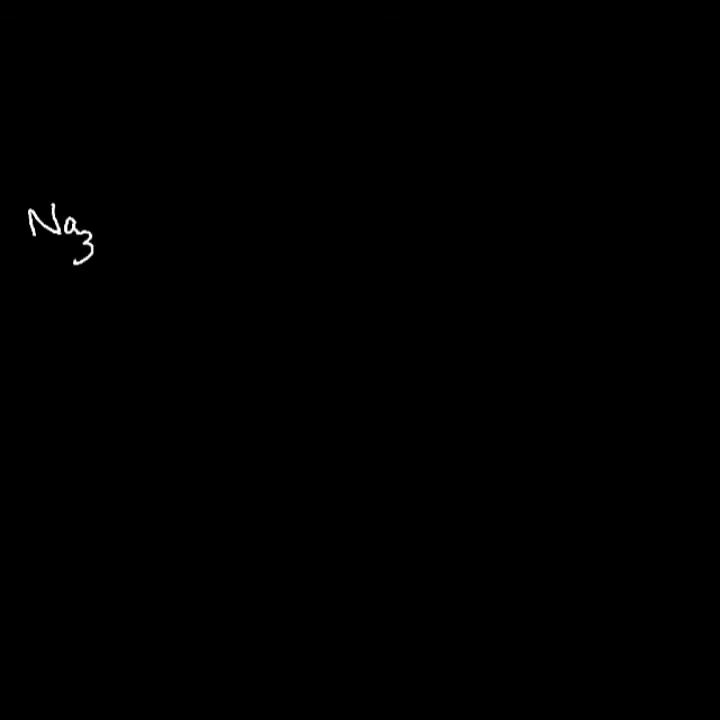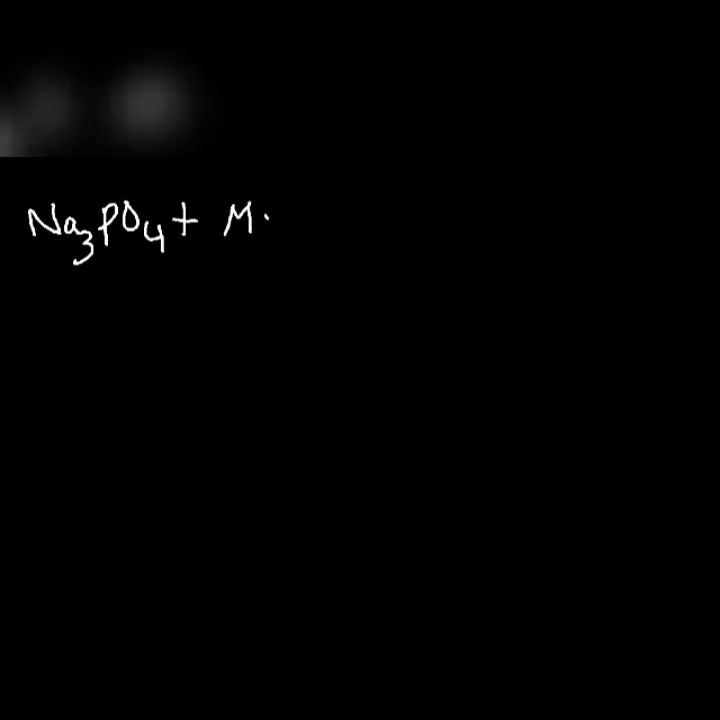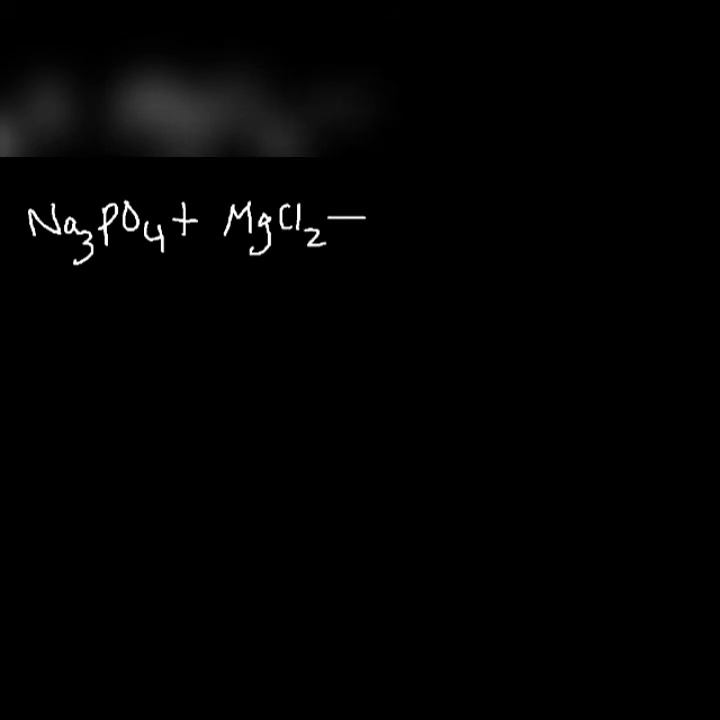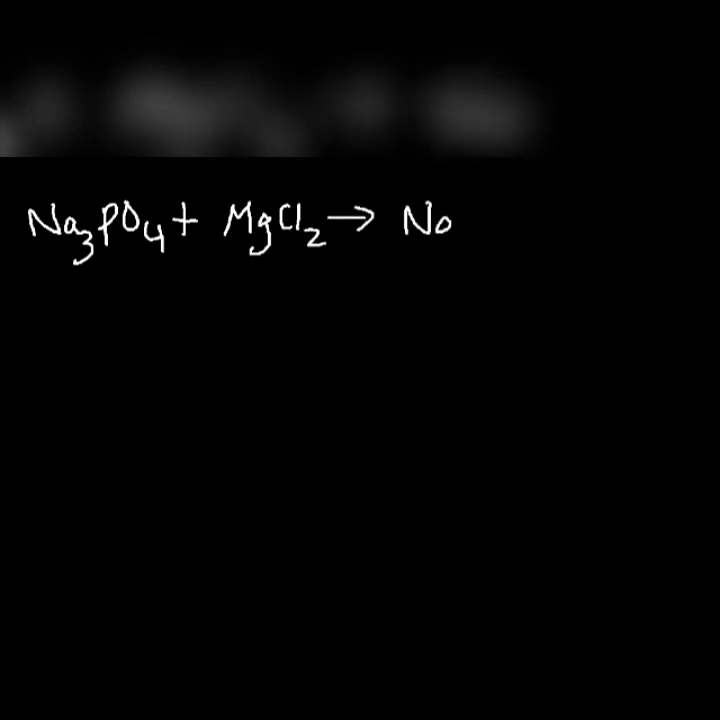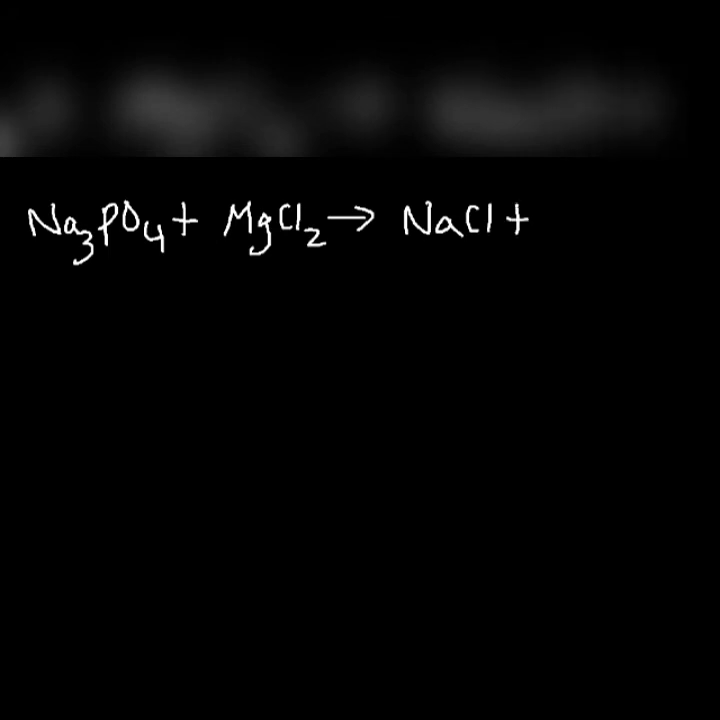Sodium phosphate, Na3PO4, plus magnesium chloride produces sodium chloride and magnesium phosphate. Go ahead and balance this reaction.